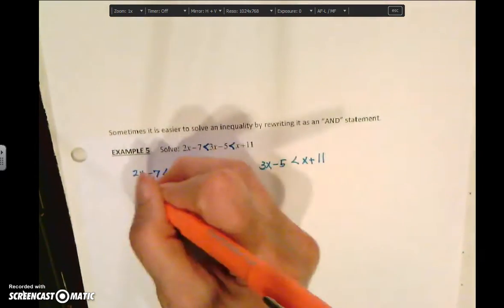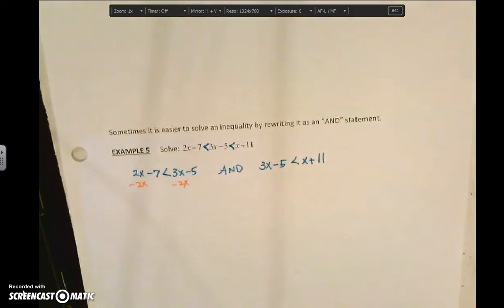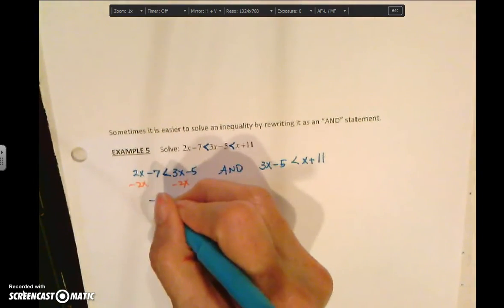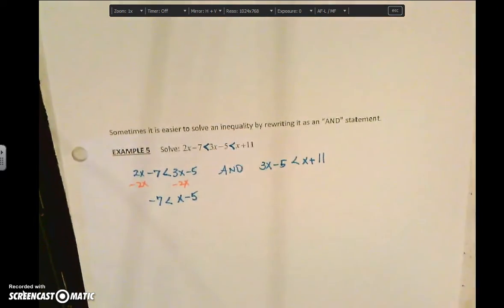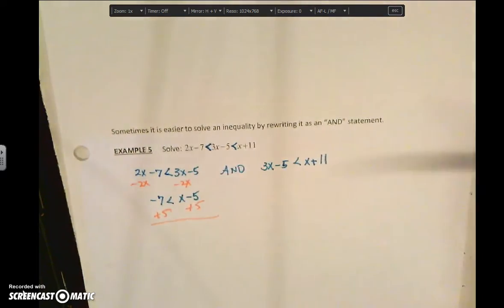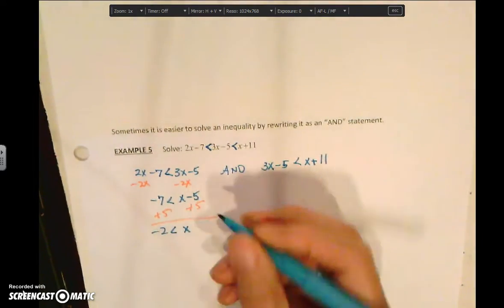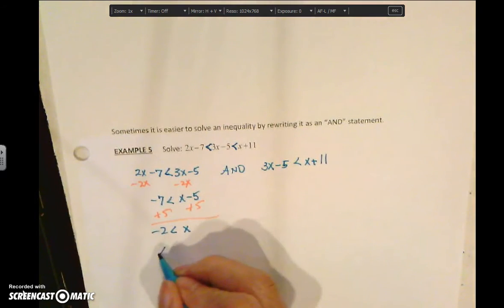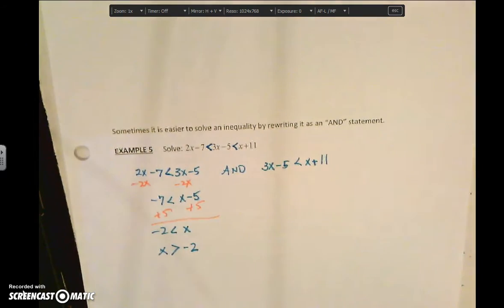Then solve it. So let's subtract the 2x from both sides. And that's going to give me negative 7 is less than x minus 5. Add the 5. And we get that negative 2 is less than x. And I'm going to switch that around and say that x is greater than negative 2.